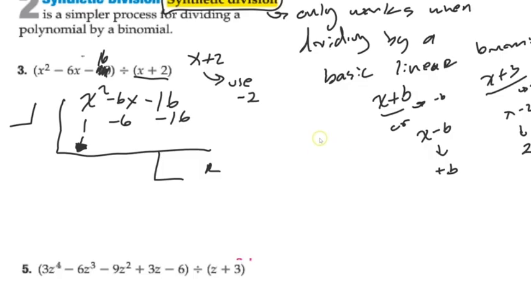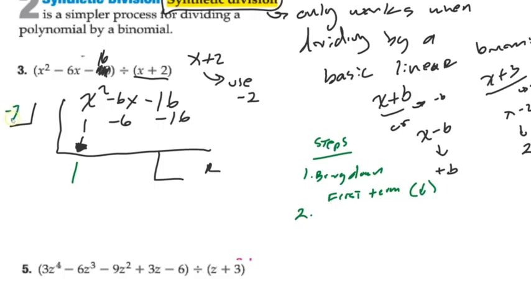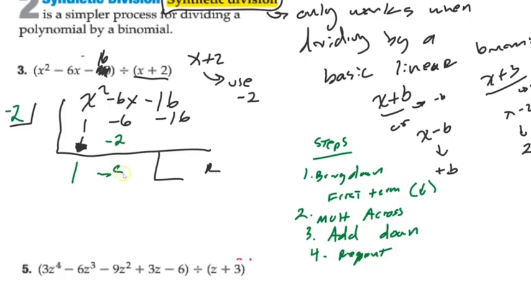Here are the steps. Bring down the first term. That's why I have the arrow. We're going to bring that 1 down. And I forgot to put the negative 2 right here. We're going to multiply across. Multiply that 1 by that negative 2. 1 times negative 2 is negative 2. Then we're going to add down, and then we're going to repeat. I'm going to add negative 6 and negative 2. We get negative 8. Then we're going to repeat the process. Multiply across, 16, we add down, we get 0.